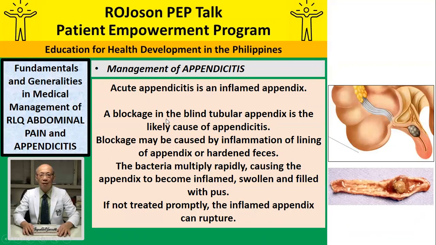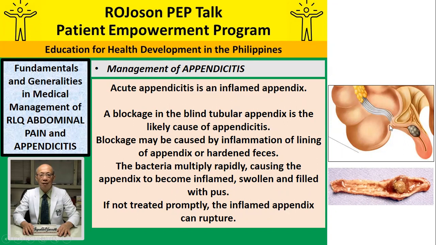The usual cause is a blockade. Okay, there's a block in the blind. The appendix is a blind, tubular structure. So if there's a block there, it is usually caused by inflammation of the lining here, some infection, or by stones, or a hardened feces serving as a stone.